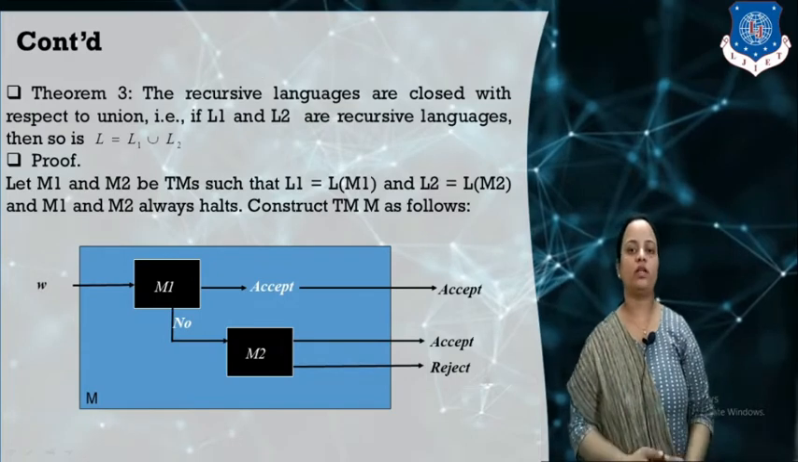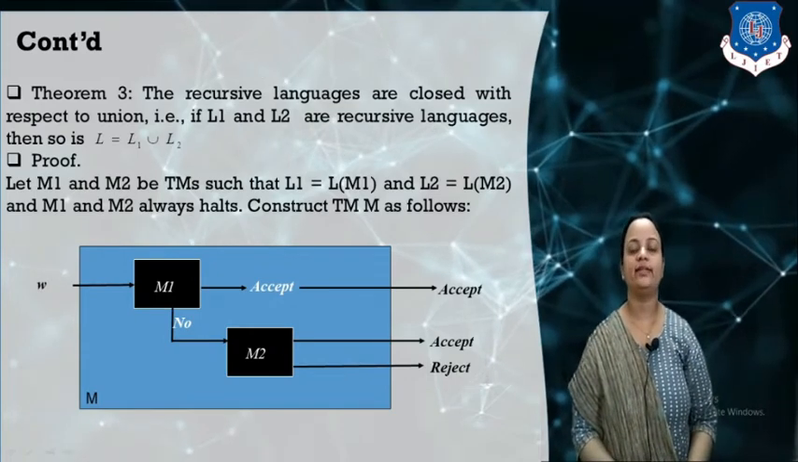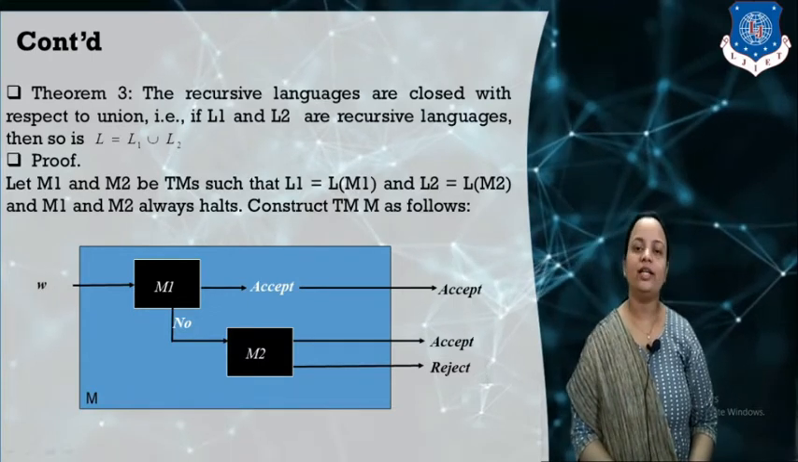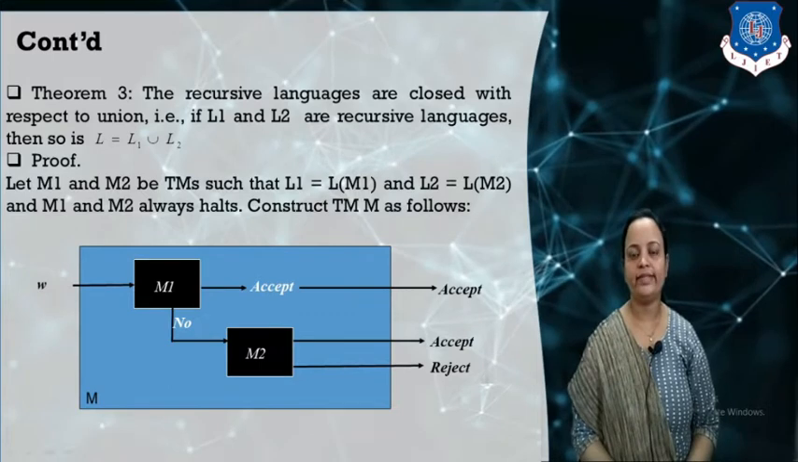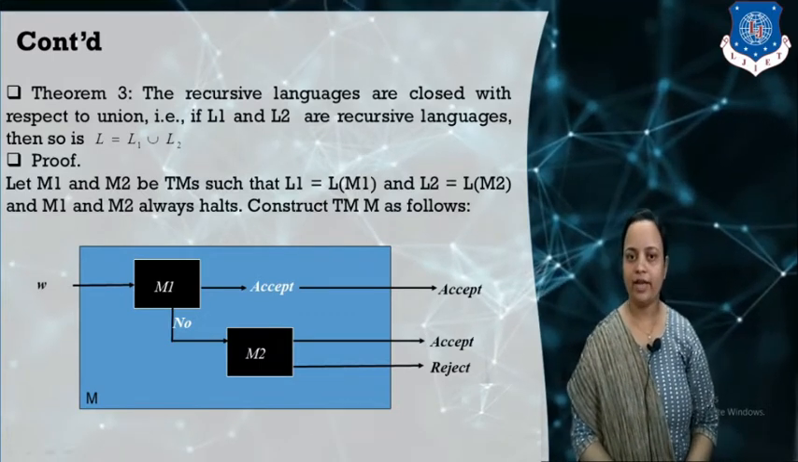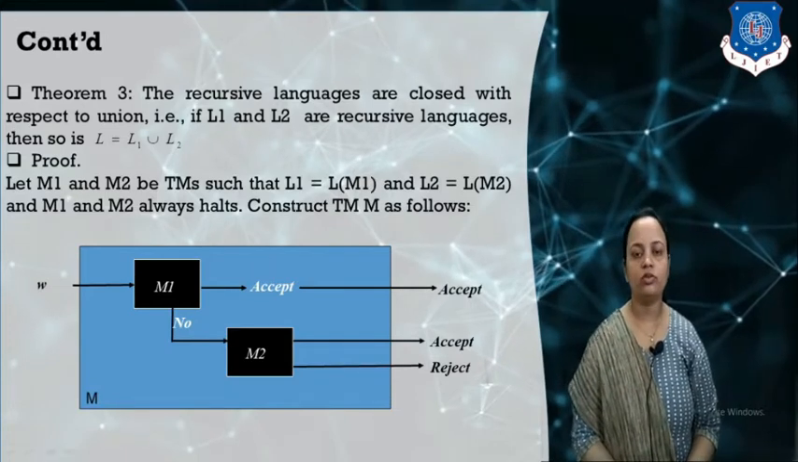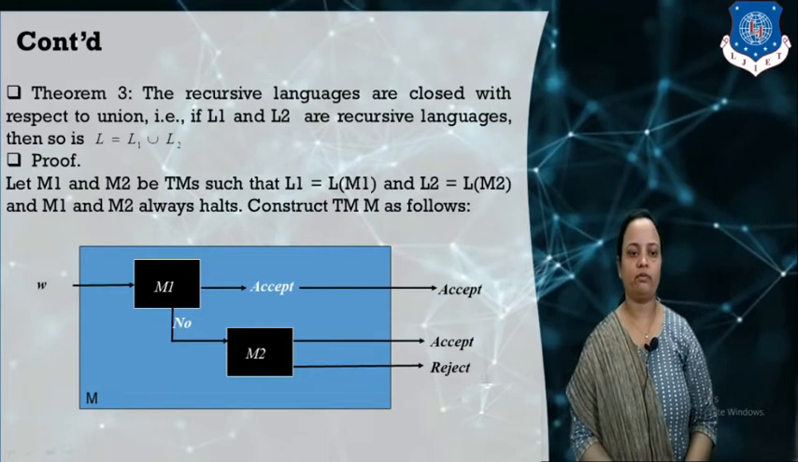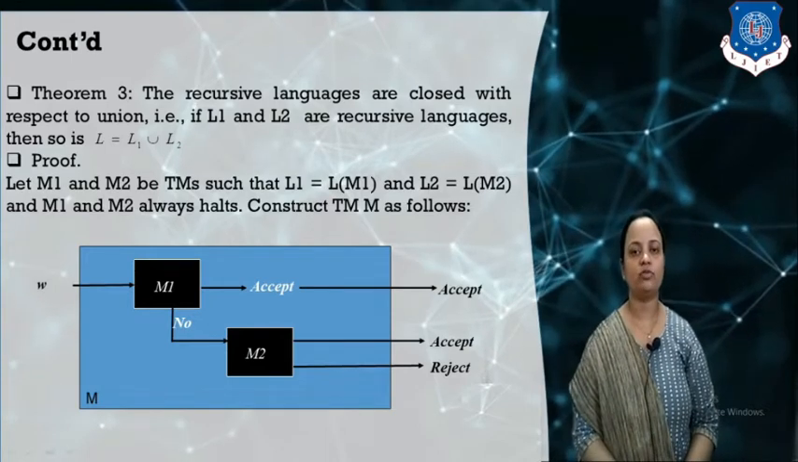Now, the closure property for the recursive language. Theorem 3 says that the recursive languages are closed with respect to union. It means that if I have two languages L1 and L2, both are recursive languages, and if I perform a union on these two languages, the resultant language will always be a recursive language. Now let us understand this concept by using this proof.